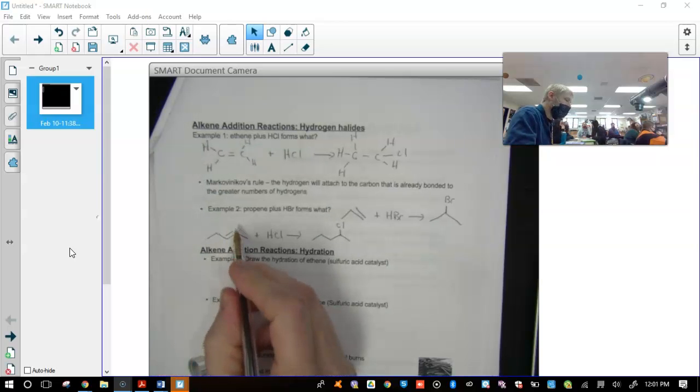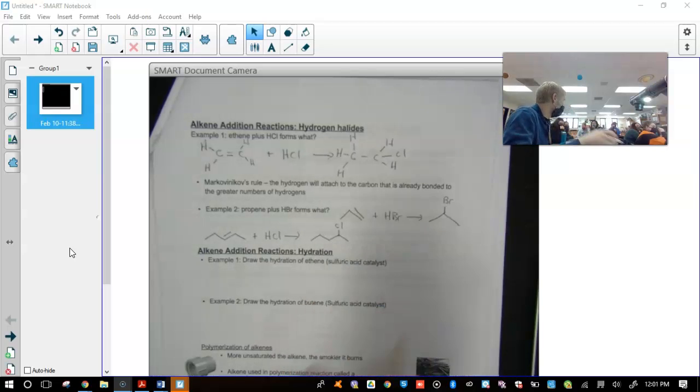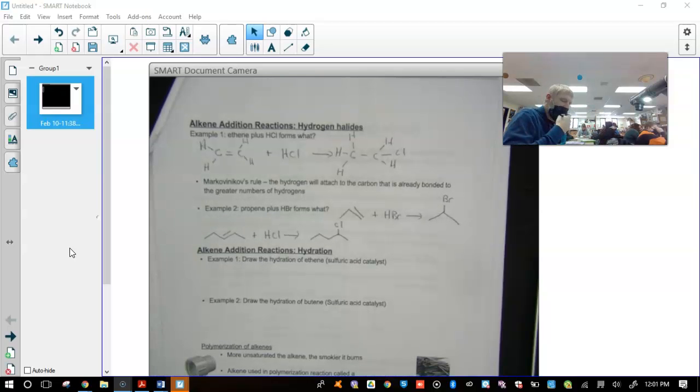So that's kind of a little different spin. If they are equal, then you have to look at the overall chain that goes with them. And that should be 2-chloropentane. Yeah, 2-chloropentane. All right, moving on.